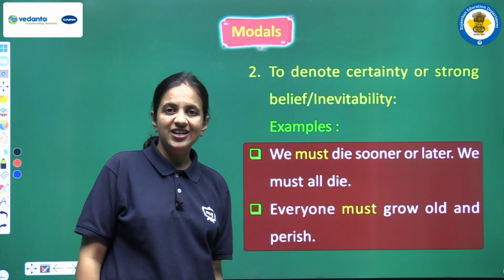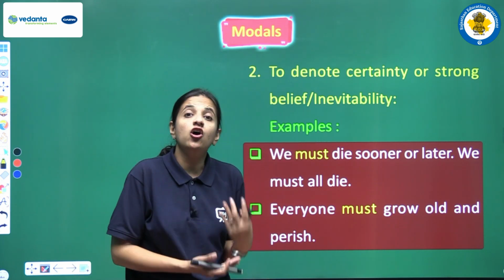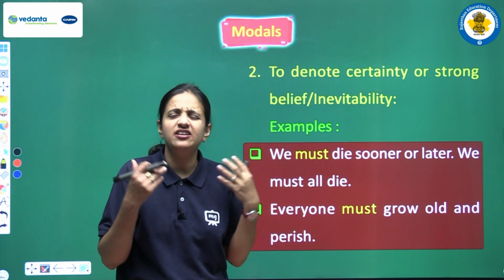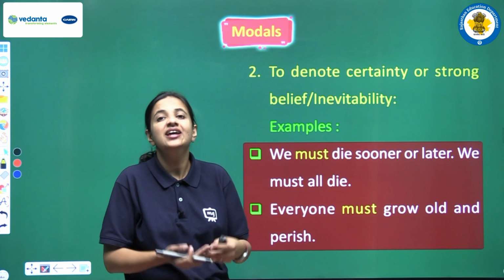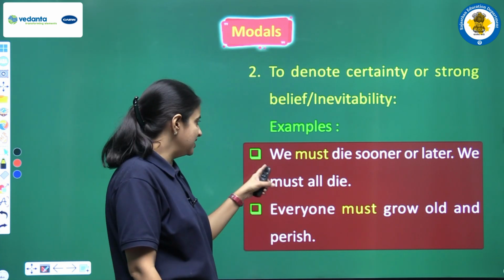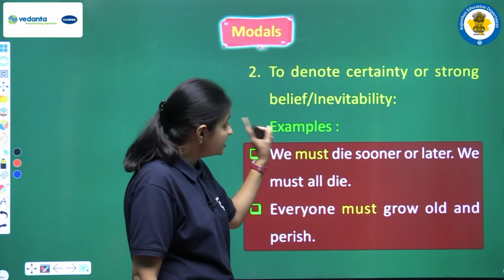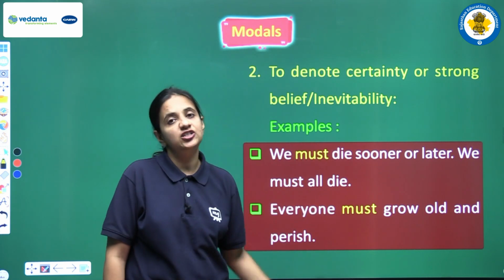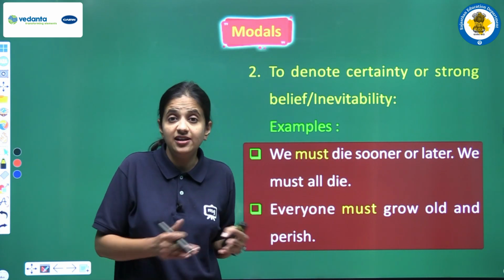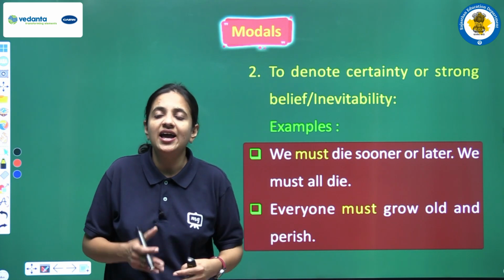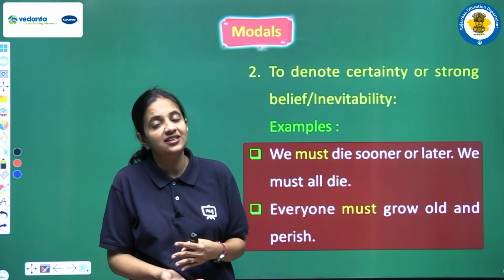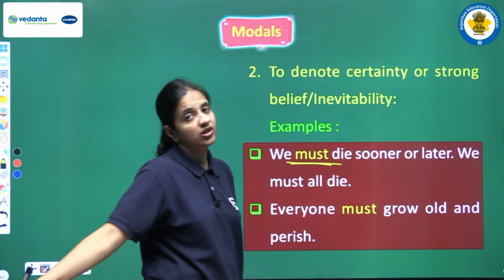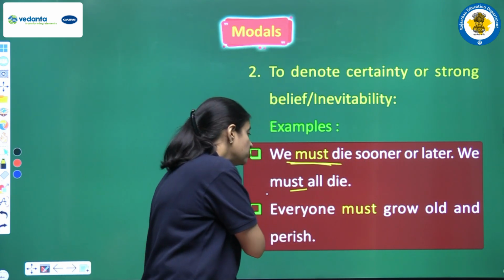Another use of must is that it is used to denote certainty or very strong belief, or we can say inevitability. So again, if we want to show something very strong belief, something that is totally inevitable, something that is very certain to happen, then also we use must. Let's see the examples. We must die sooner or later. We must all die. This is totally inevitable, because no one has any control over this, because death is a compulsion for all, right? And yes, we must die sooner or later. We must all die.